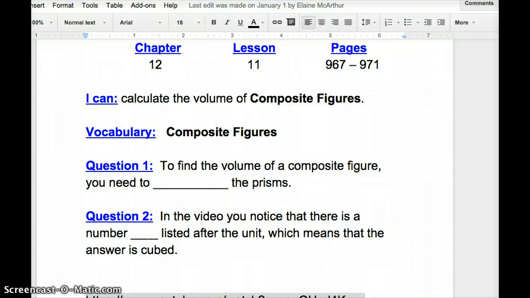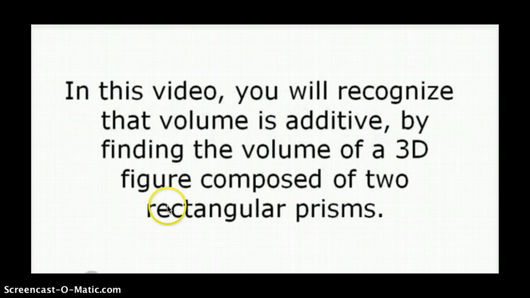To find the volume of a composite figure, you need to blank the prisms. Question 2. In the video, you notice that there is a number blank listed after the unit, which means that the number is cubed. You will recognize that volume is additive by finding the volume of a three-dimensional figure composed of two rectangular prisms.